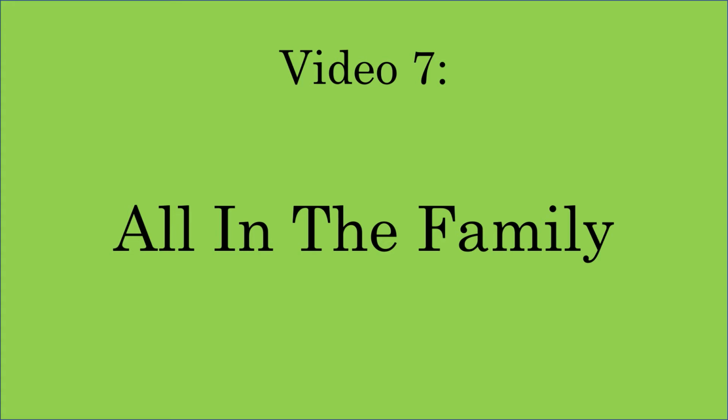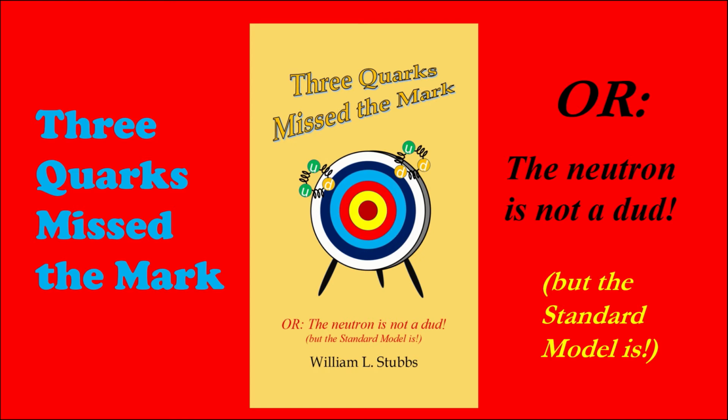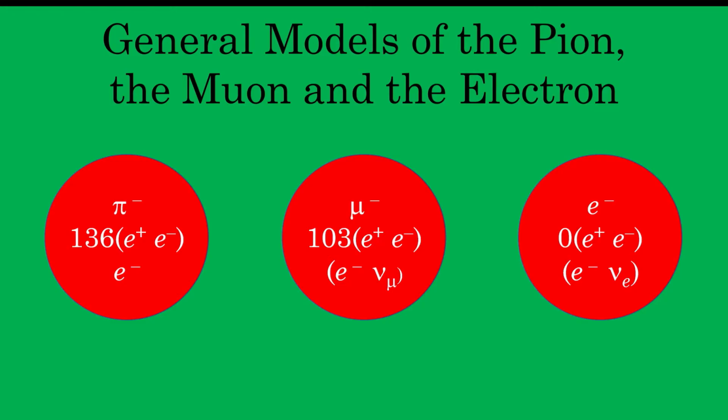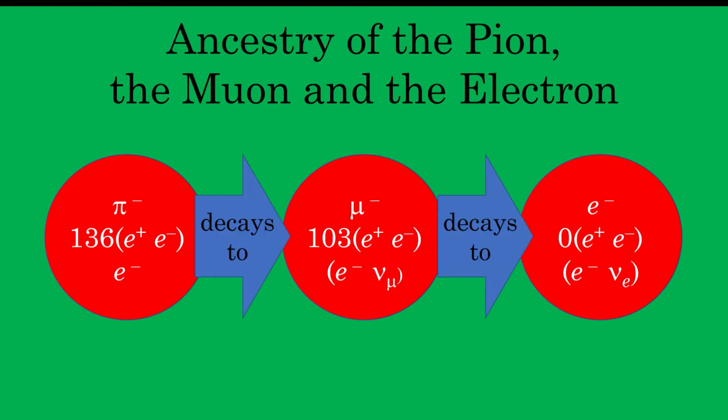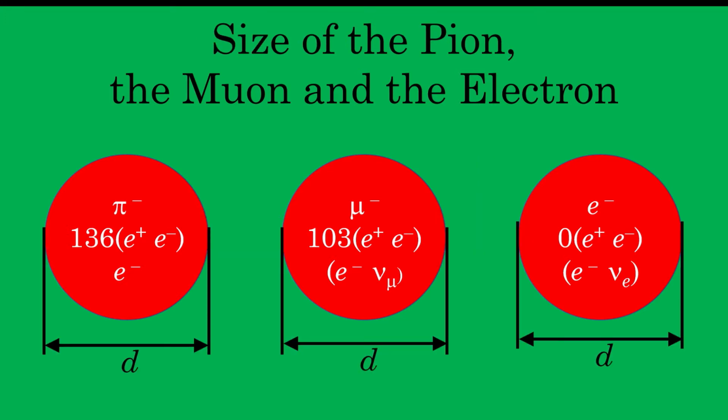In this video, I continue discussing the contents of my book, Three Quarks Missed the Mark, by developing models of the muon, the pion, and the kaon consistent with the electron model developed in video 6, showing that, based on its ancestry, the muon likely inherited its general structure from the pion, and revealing that, given their models, these three particles, the electron, the muon, and the pion, and some of the kaons, are all about the same size.